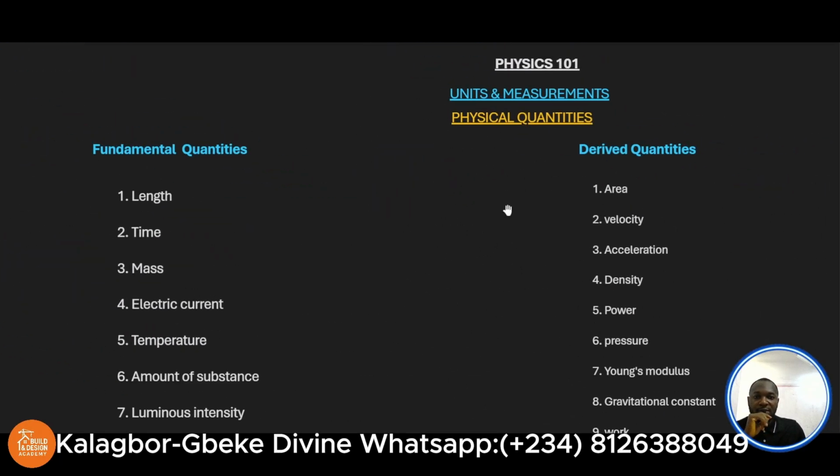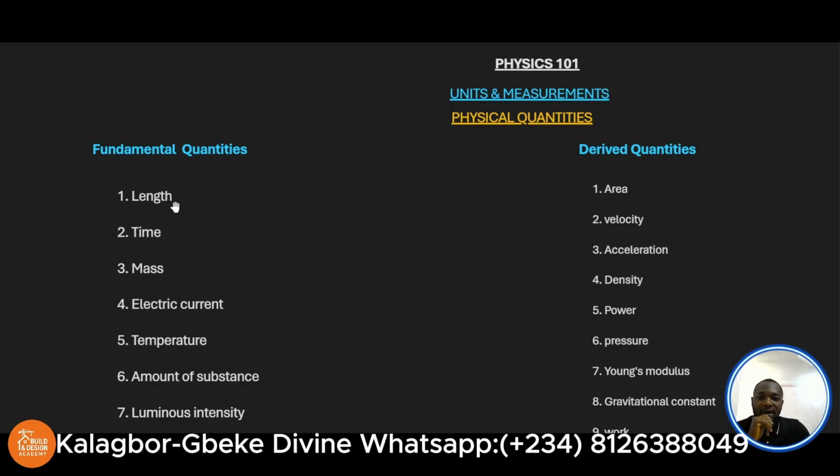For units and measurement, we have length. First of all, let me define unit and measurement. In physics, a value without a unit is just a lonely number. We use SI, the International System of Units, to ensure that everyone is speaking the same language. And in the SI units, we have fundamental units and we have derived units.